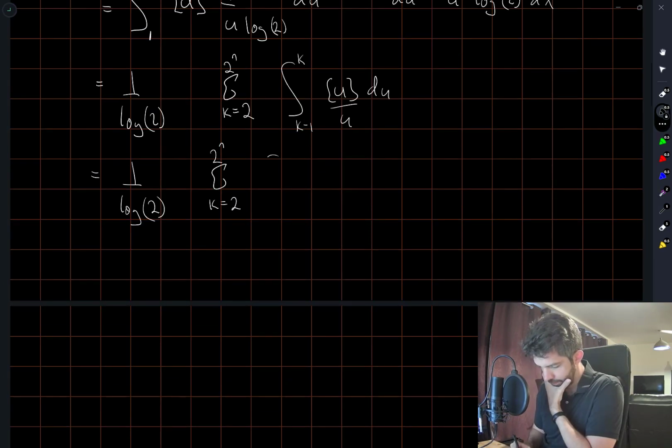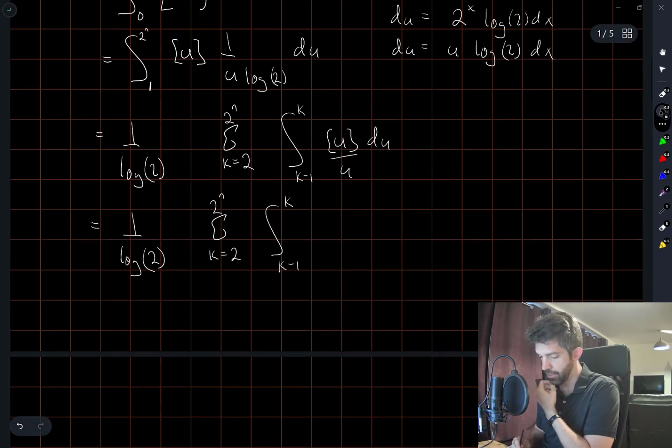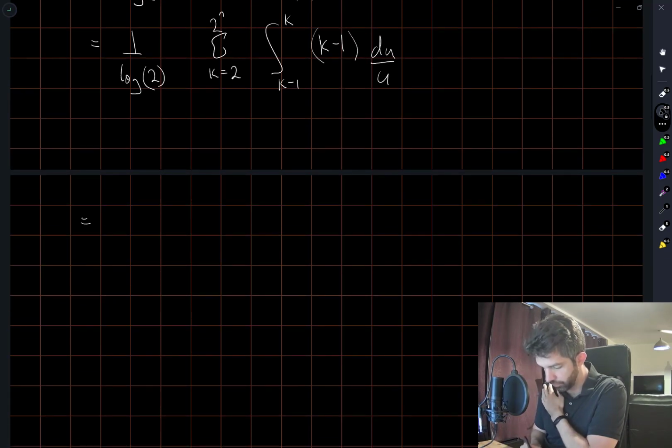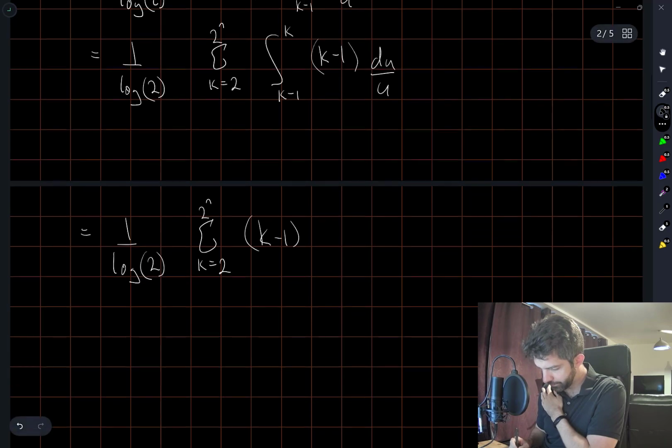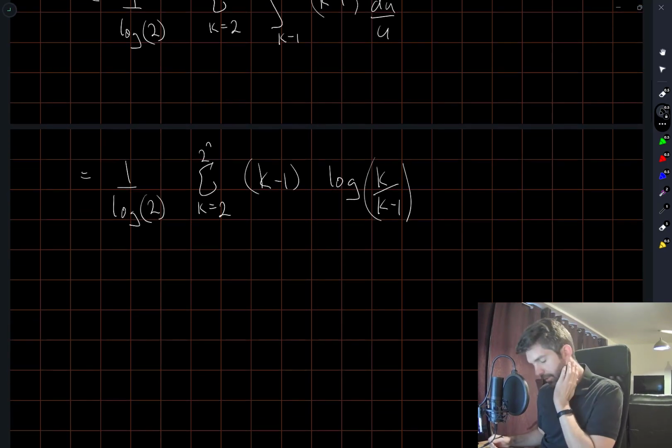Okay. So now I have an integral from k minus 1 to k of bracket u, which is the largest integer less than u. So this is going to be k minus 1 times du over u. And this integral we can do easily now because it's just going to be a logarithm. So I have k minus 1 times log of k over k minus 1. And I think, oh, this is not quite a telescoping series.